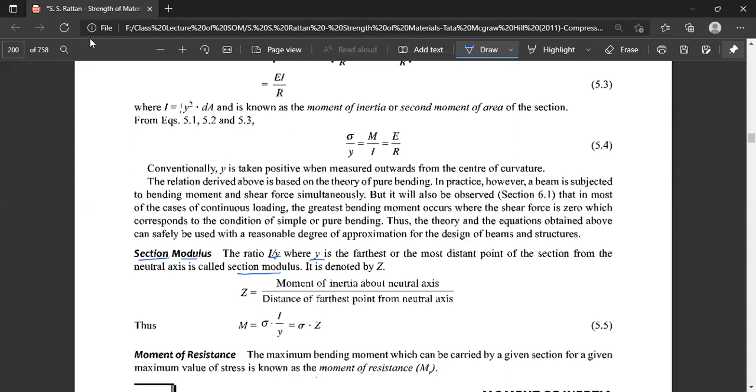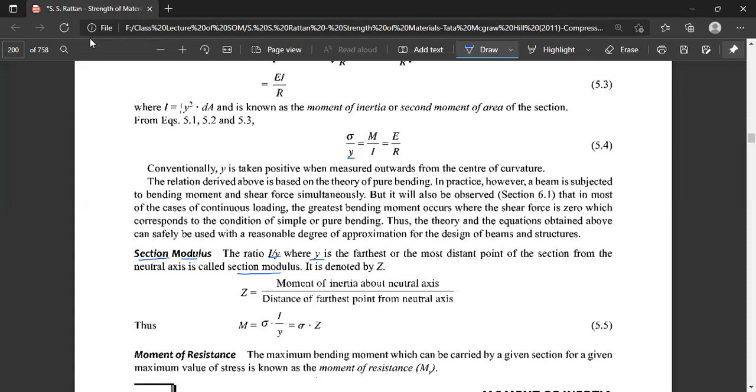Here, this distance is given as y. And in the definition of the section modulus, this distance y is the distance of the farthest or most distant part of the section from the neutral axis. So, the definition of section modulus gives us the moment of inertia about the neutral axis divided by the distance of the farthest point from the neutral axis. Thus, M is equal to sigma I divided by y, or sigma into Z, where Z is the section modulus concerned.